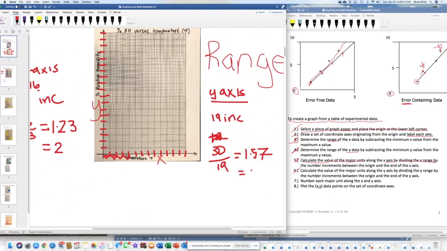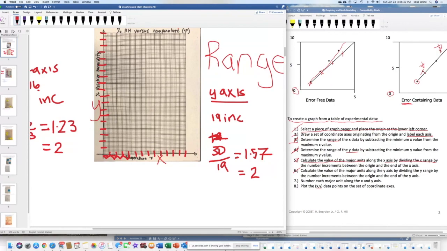Once again, this would be hard, right? So we can round it up again to 2. You don't want to round it down, because if you round it down, the graph paper will become too small and you tell me, well, I ran out of room. That means you round down. You have to round up. Okay? So we're now at 6. 6 is done. So now they say number each major unit. So now we're going to number it.